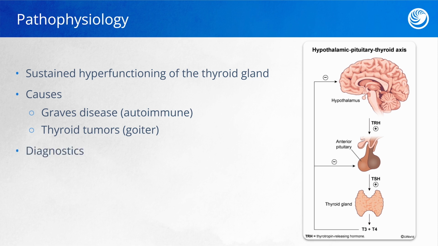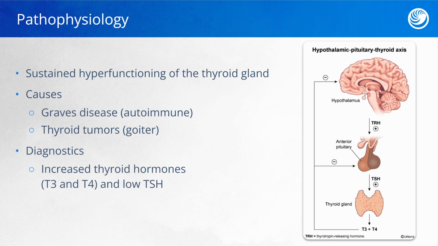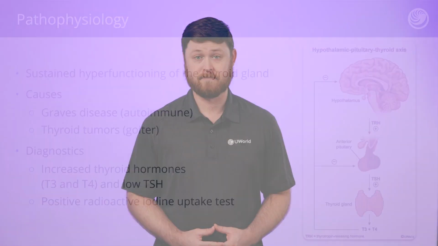To diagnose hyperthyroidism, the healthcare provider will assess for increased levels of T3 and T4 while also looking for a decrease in the amount of thyroid-stimulating hormone. A radioactive iodine uptake test can also help us to confirm diagnosis. The reason that this test works is that iodine is essential for thyroid hormone production. So if we give a very small amount of radioactive iodine, we can measure the amount that's taken up by the thyroid gland tissue, and if this amount is more than expected, we get a positive diagnosis for hyperthyroidism.